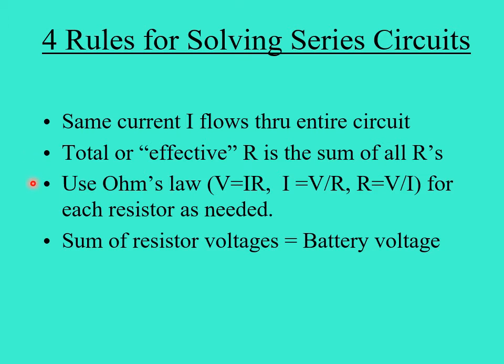The third rule is that we can use Ohm's law. Now remember, Ohm's law is V equals IR, or it also can be written as I equals V over R if we want to solve for I, or R equals V over I if we want to solve for R. These are 3 different ways of stating Ohm's law. They're all the same law, just written differently. And we can apply these for each resistor in the circuit as needed. The fourth rule is the one we just showed on the last slide. The sum of the resistor voltages always add together to give us the battery voltage.